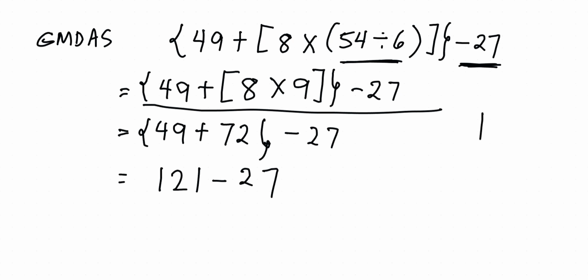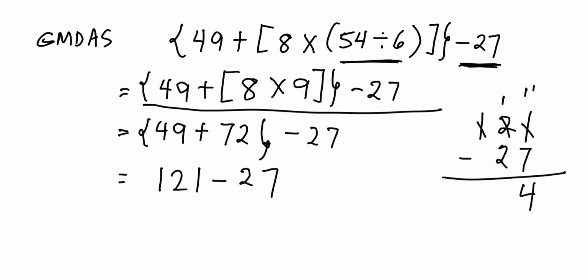121 minus 27. 1 minus 7 cannot be, so borrow 1 from 2. This will become 1. This will become 11. 11 minus 7, and that is 4. And then 1 minus 2 cannot be, so this will become 0. This will become 11. 11 minus 2, and that is 9. So the final answer here is 94.